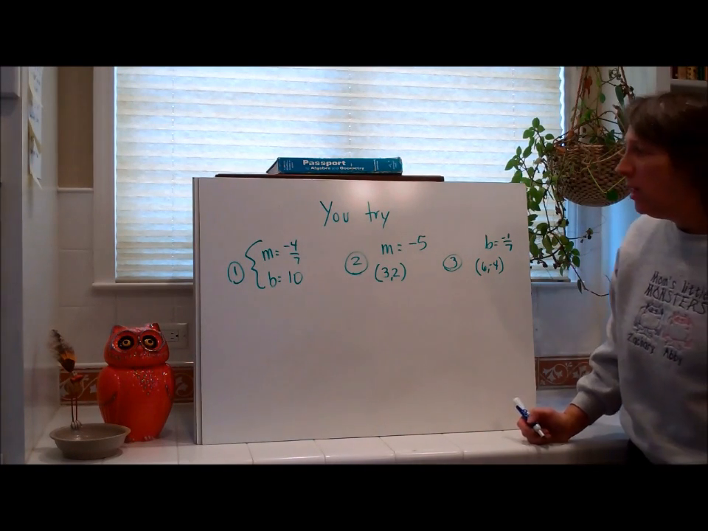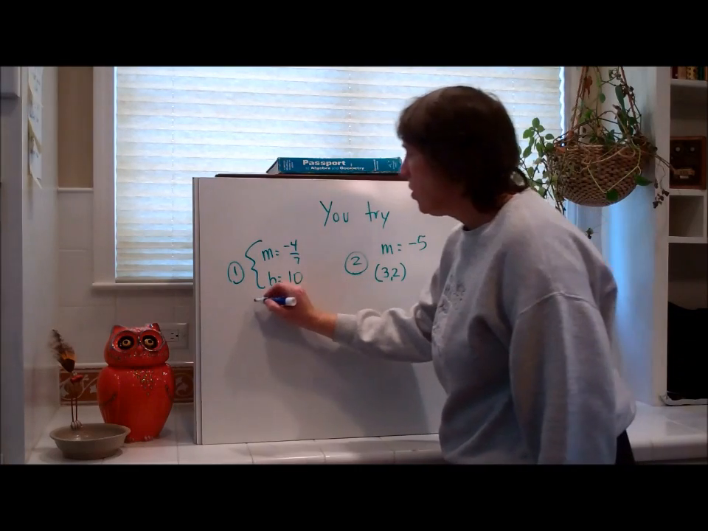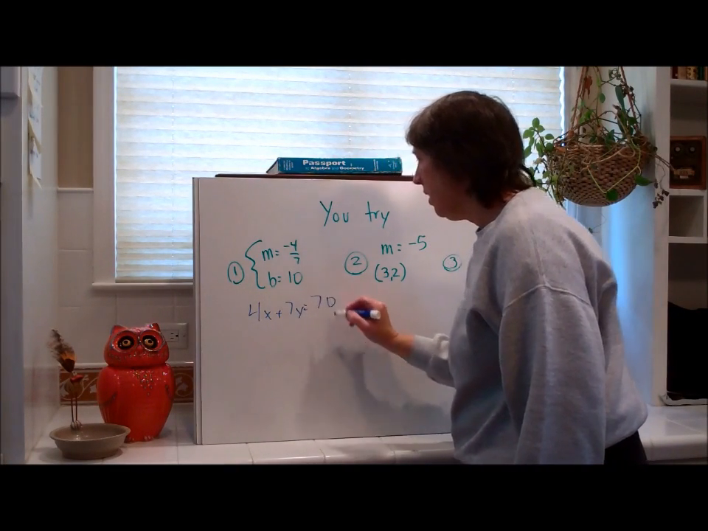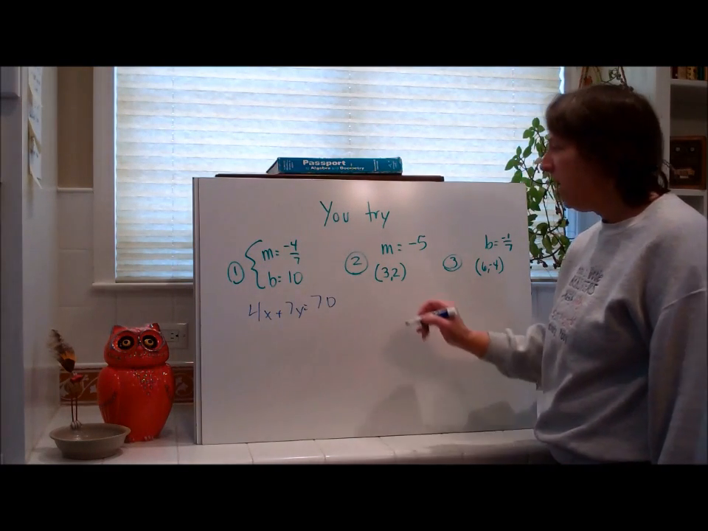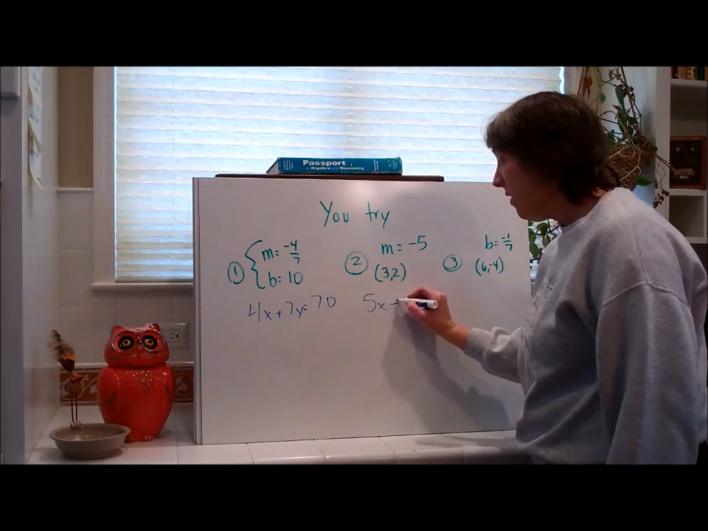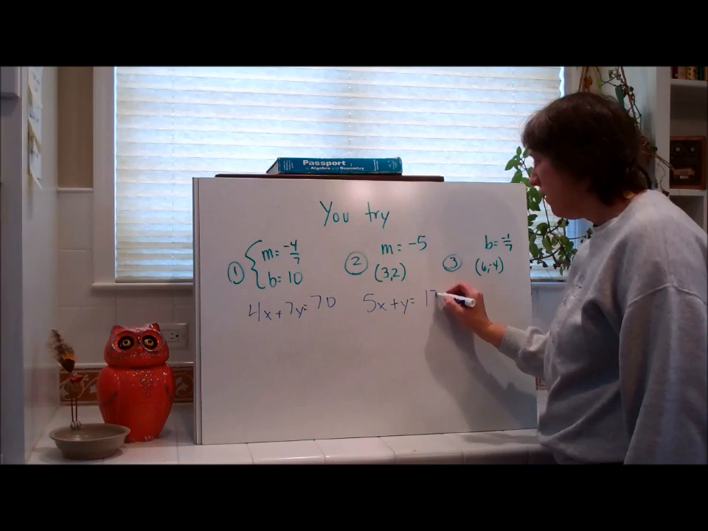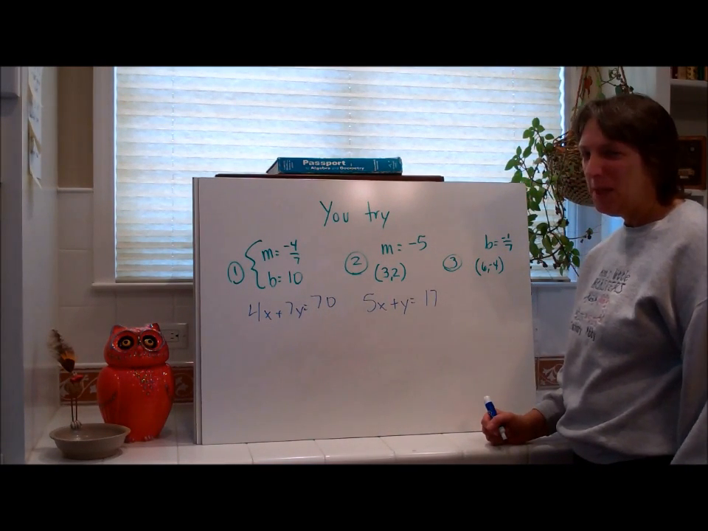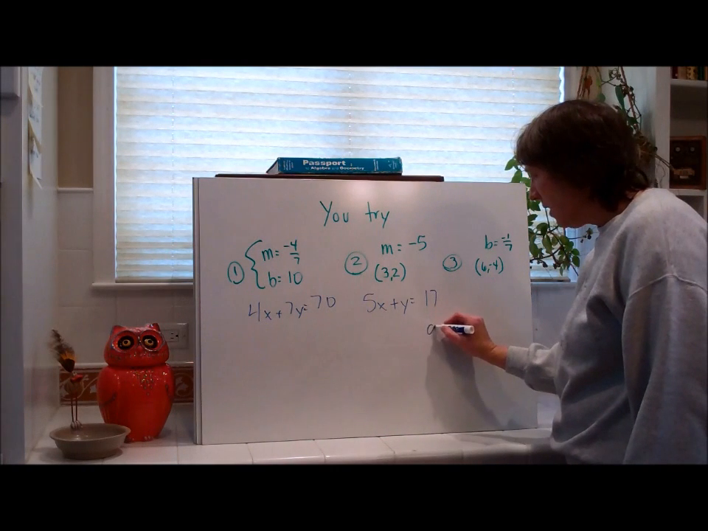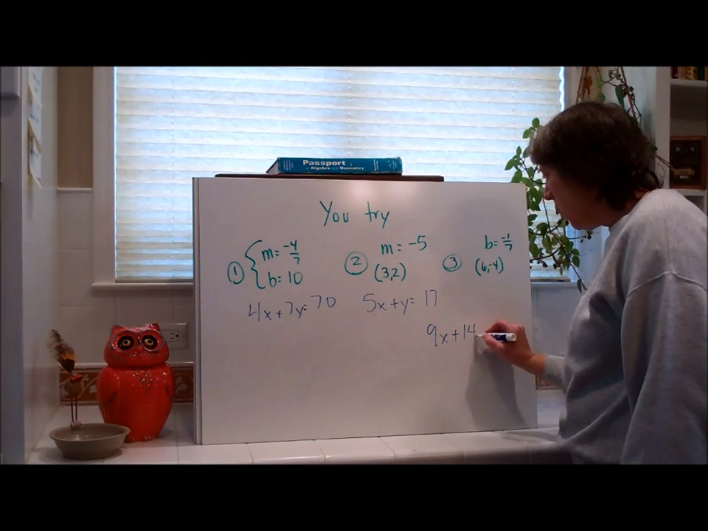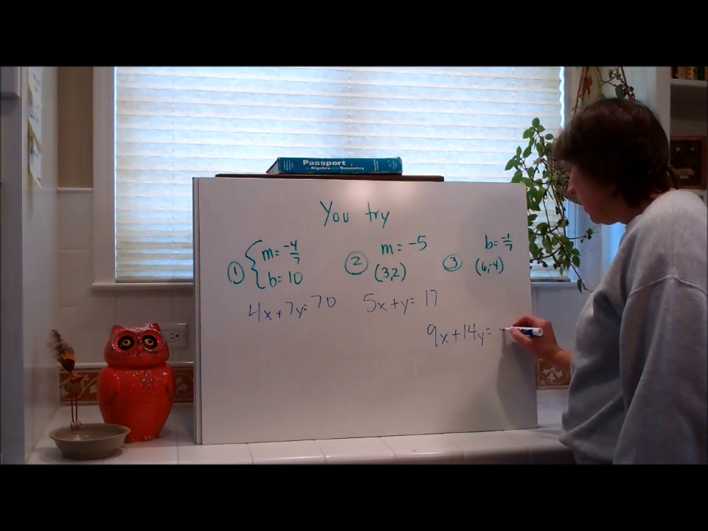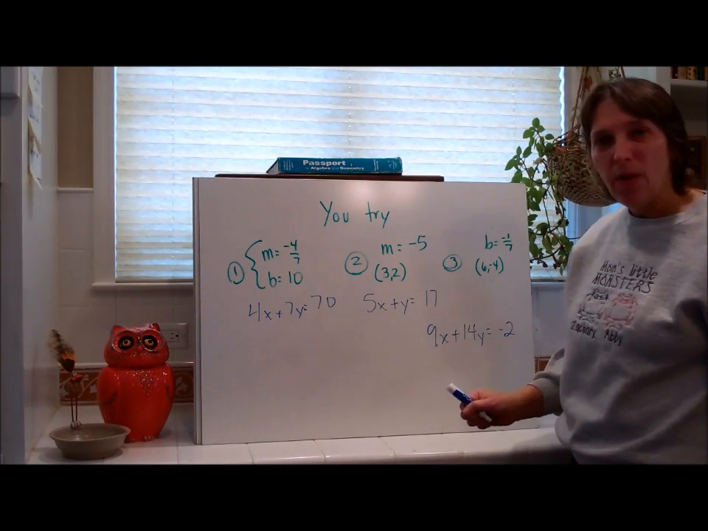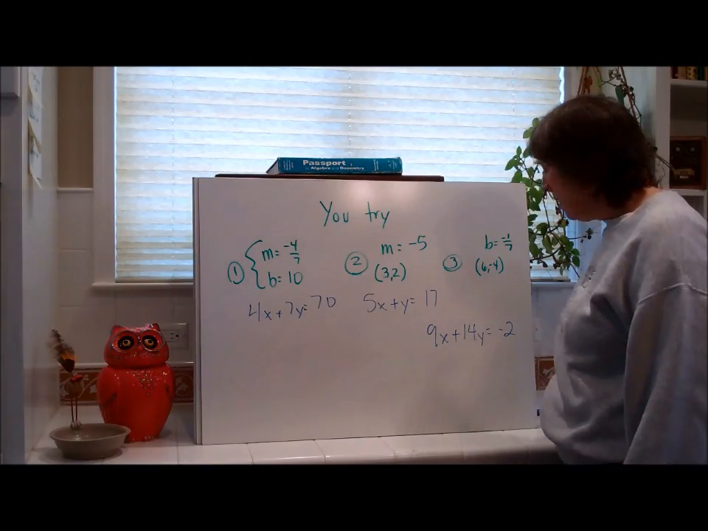Okay, welcome back. Well, for the first one, you should have 4x plus 7y equals 70. For the second one, you should have 5x plus y equals 17. And the third one, which got a bit sticky, didn't it? You should have 9x plus 14y equals negative 2. If you have any questions about those, bring them to class.